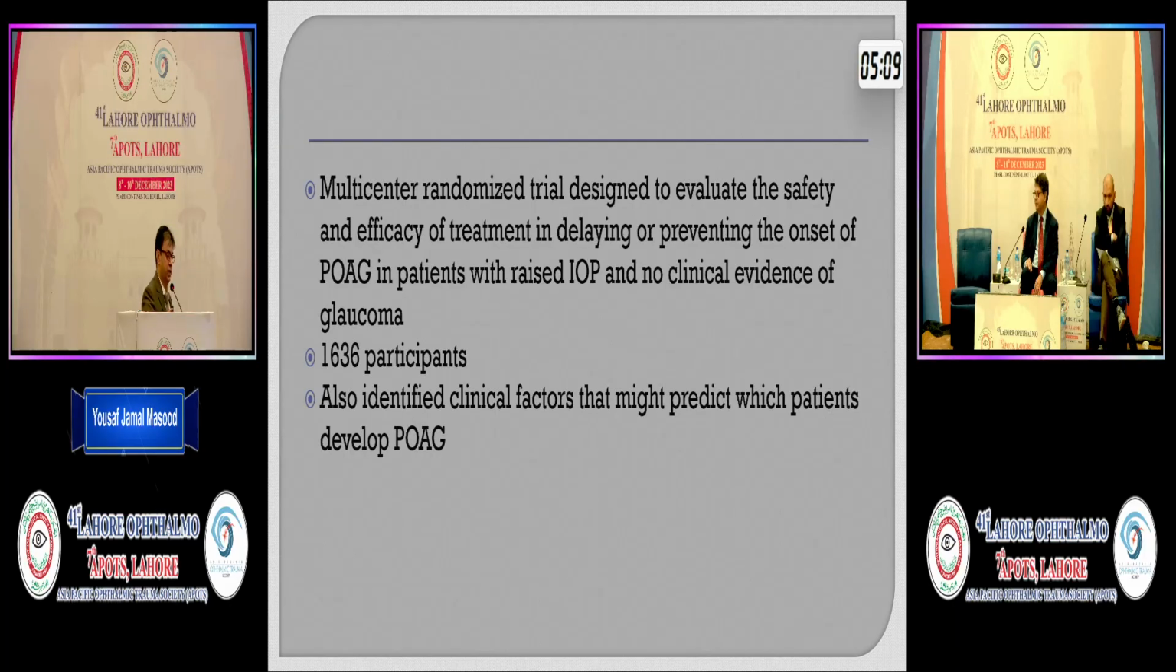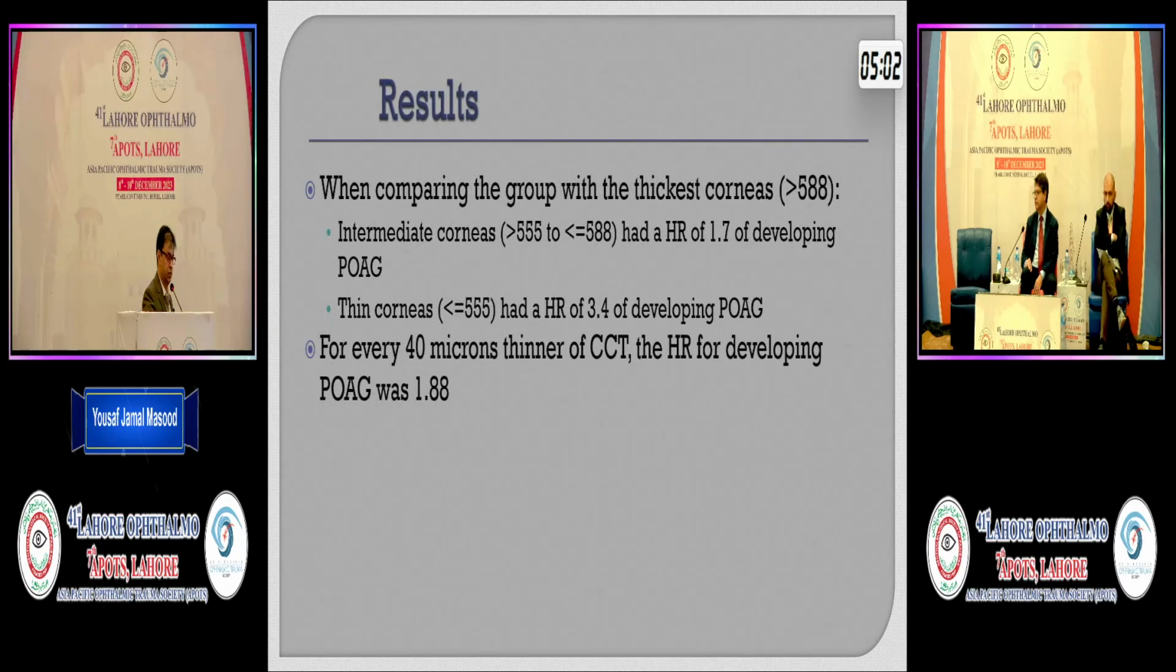But they also identified the clinical factors that might predict which patient will develop primary open angle glaucoma. There were different results, but when stratification was done for the corneal thickness, they found that thinner corneas, having less than 555 microns thickness, have a hazard ratio of 3.4 for developing primary open angle glaucoma. And for every 40 microns thinner CCT, the hazard ratio of developing glaucoma was 1.88.